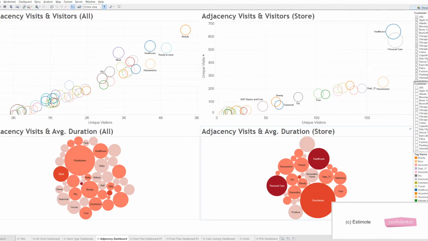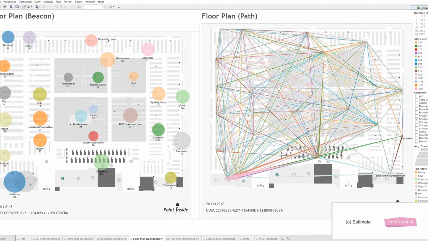The lightest pink bubbles, which represent the smallest average duration for those adjacencies, have an average duration of about 3 minutes. Let's take this store analysis a little further. The fourth dashboard is where things start to get really interesting.